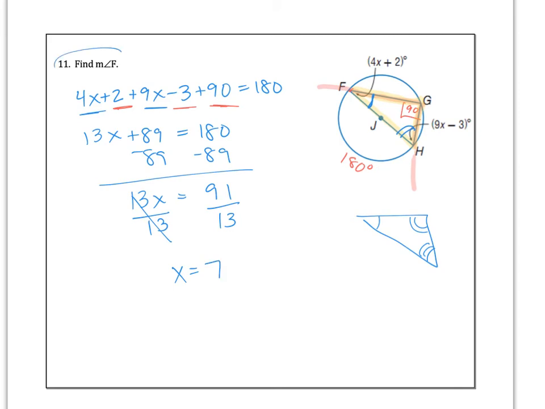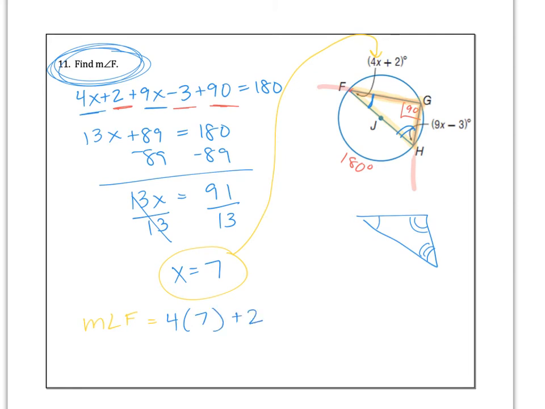Think about the question. The question said, find the measure of angle F. So you're going to have to take this 7 and you're going to have to plug it in for angle F. So the measure of angle F equals 4 times 7 plus 2, which is 28 plus 2, which is 30. So the measure of angle F is 30 degrees.